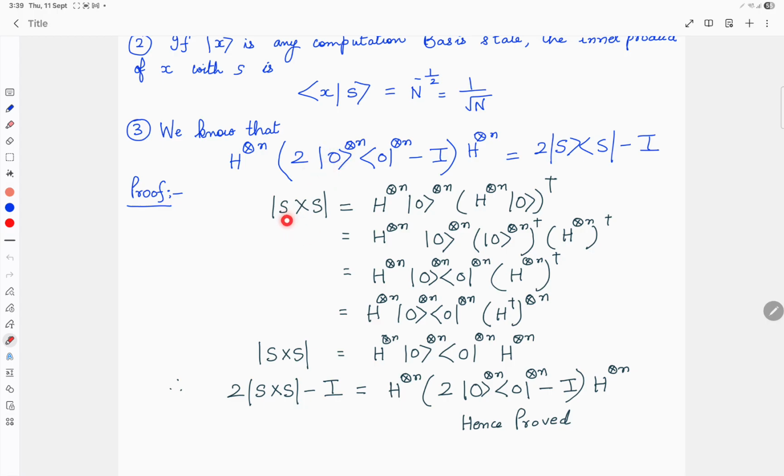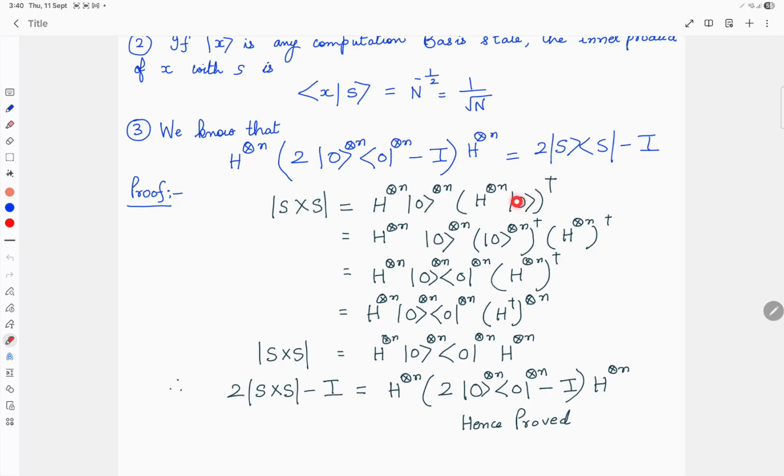Now, if we start with the outer product of s, we write the ket s as H to the tensor power n applied to the ket 0 state, and this is also an n qubit state. So this tensor product sign implies that we are applying the Hadamard gate to the set of n zero qubits, and the other portion in the outer product is the bra of s, which is actually the adjoint of this H to the n applied to the ket 0, the all zero state.